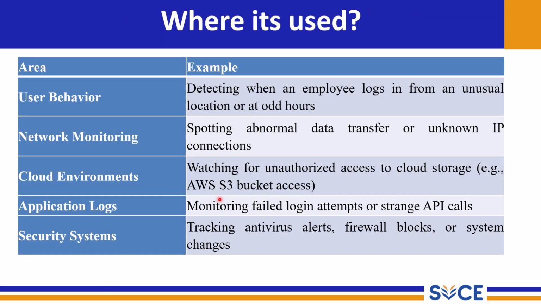Where it is used: I have given the area and then an example. In user behavior, an example is detecting when an employee logs in from an unusual location or at odd hours. In network monitoring, spotting abnormal data transfer from an unknown IP connection. In a cloud environment, watching for unauthorized access to cloud storage, for example AWS S3 bucket access. In application logs, monitoring failed login attempts or strange API calls. And in security systems, tracking antivirus alerts, firewall blocks, or system changes.